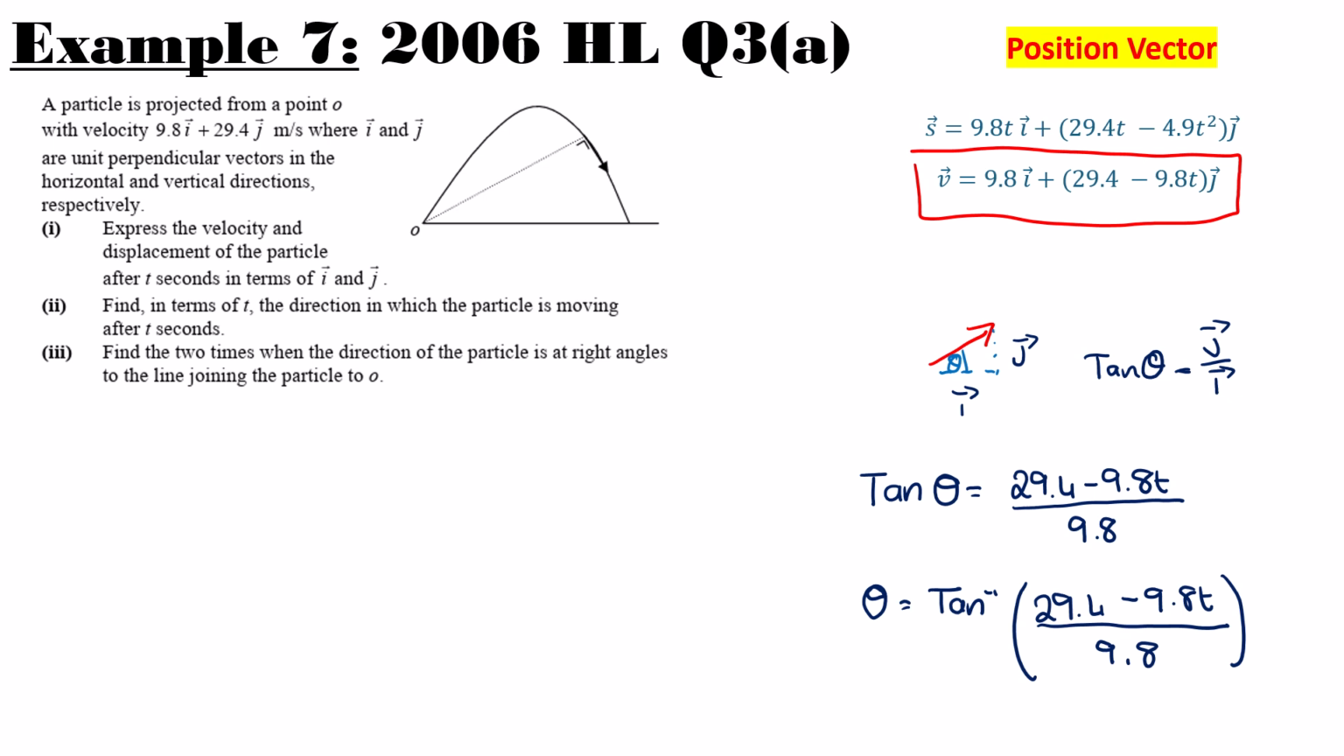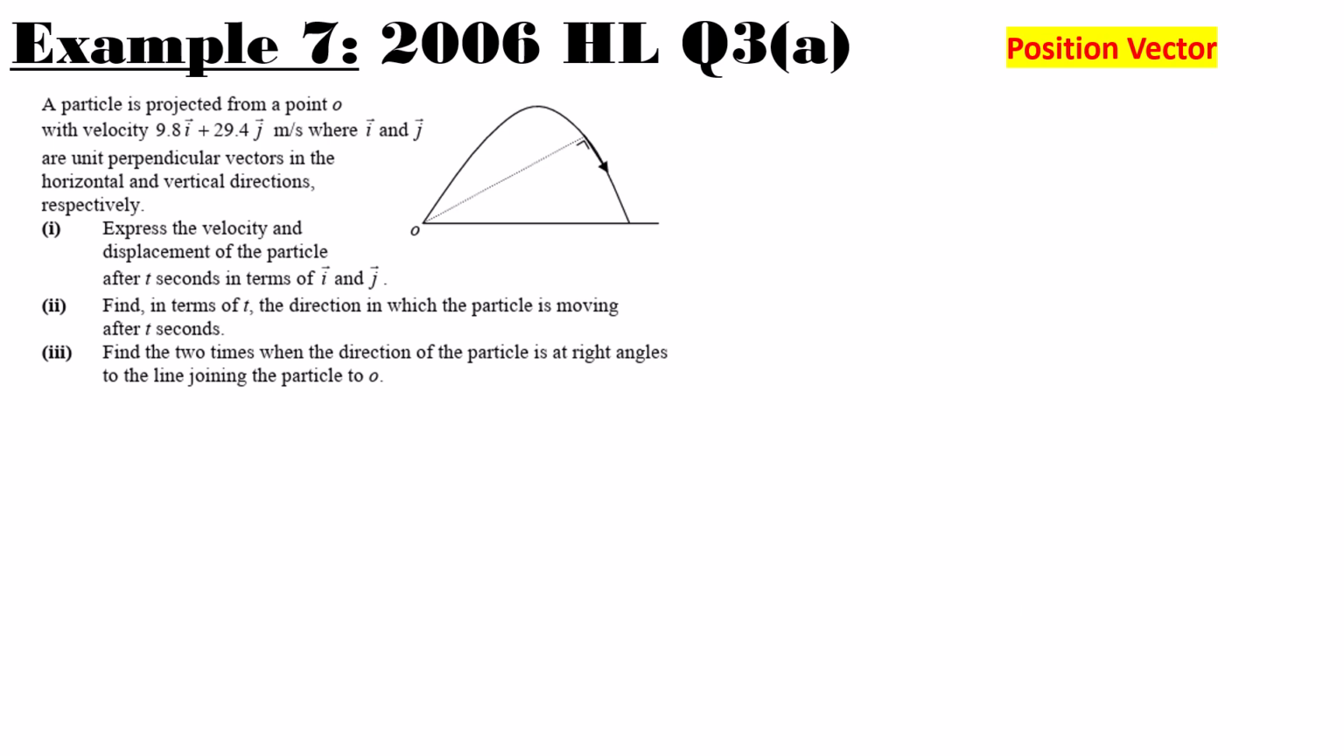Be really, really careful with this. We don't want this to be confused with the idea of displacement. Displacement is the position where you currently are, but it doesn't give the direction you're moving. If you're talking about the direction you're moving, you're talking about v. Now, that fraction can be tidied up slightly, so that 9.8 can actually be divided in. So we're going to do tan inverse, and we're going to get 3. So 29.4 divided by 9.8, it's 3 minus t. So that's much nicer and much simpler.